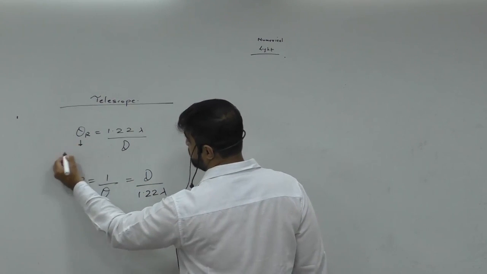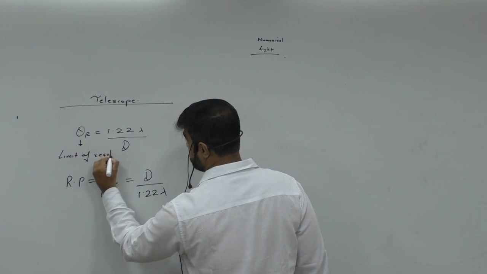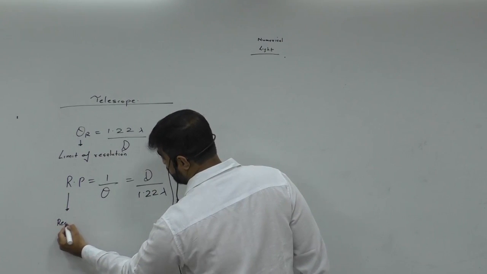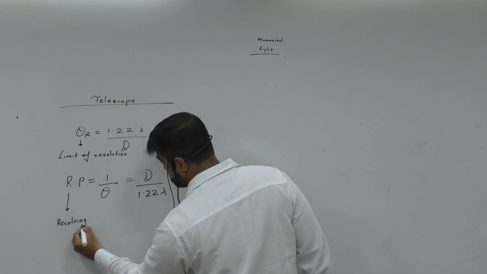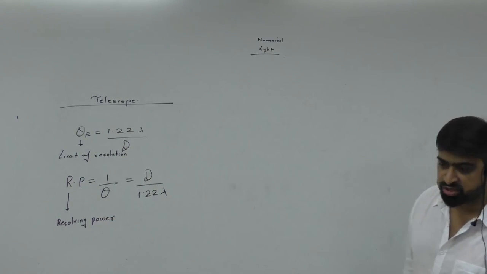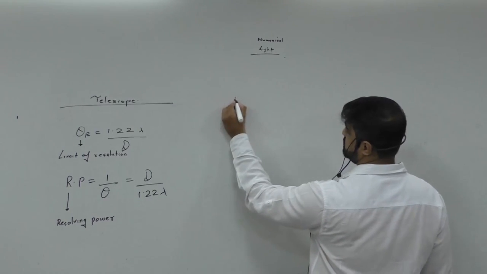What is theta called as? Limit of resolution. And what is RP called as? Resolving power. Limit of resolution and resolving power are inverse of each other. I had explained in the theory lectures.